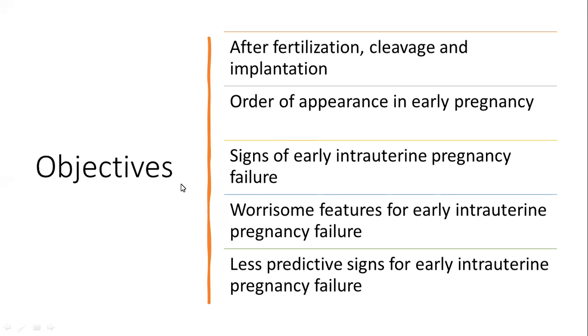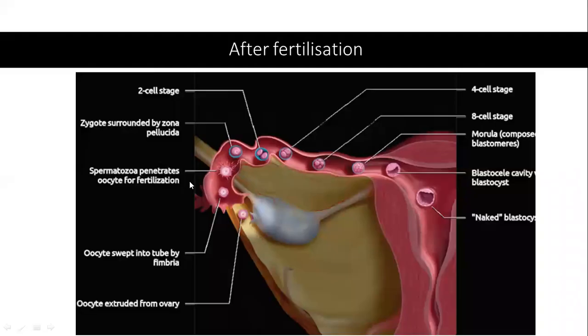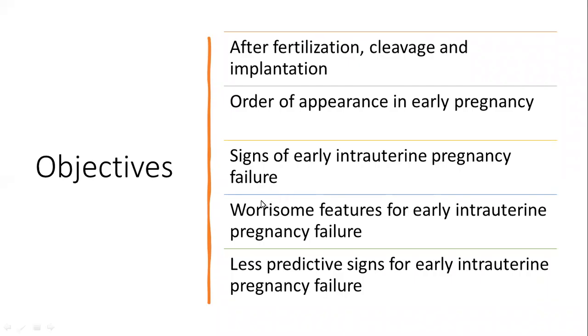Okay, to continue, then we will discuss some features where we cannot definitely say we have early pregnancy failure, but these features make us worry that this pregnancy may eventually fail. Then we also have some less predictive signs. These have poor sensitivity and poor specificity, and most of these pregnancies eventually become viable, but a few of them eventually miscarry.